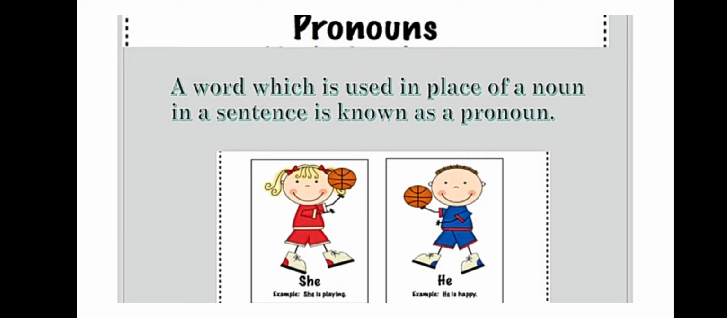Now what are the pronouns? A word which is used in place of a noun in a sentence is known as pronoun. So what is a pronoun? A word which is used in place of a noun in a sentence is known as a pronoun.